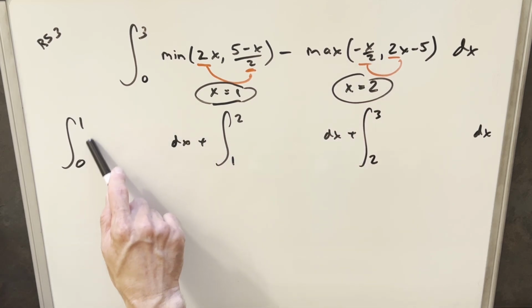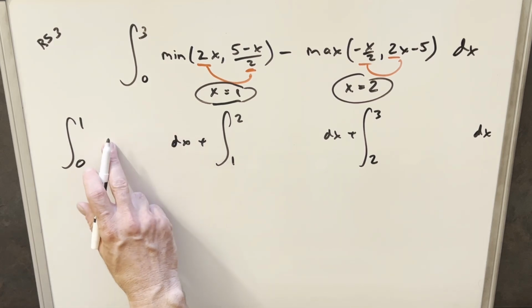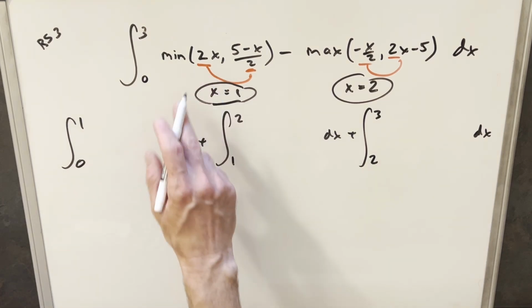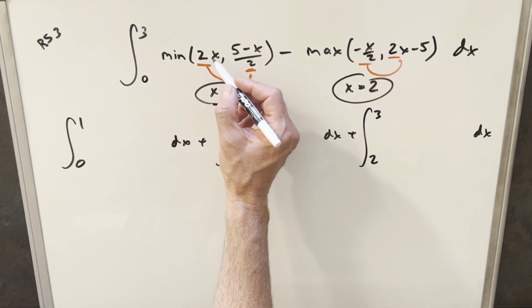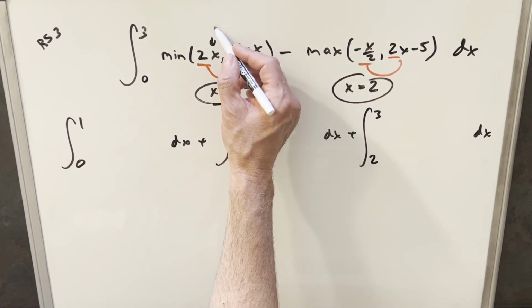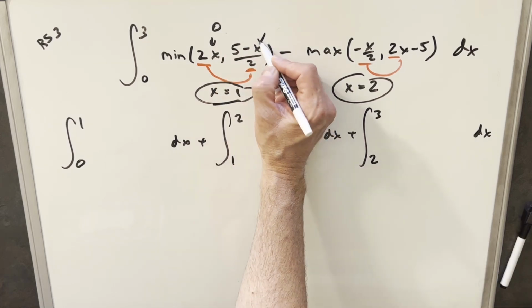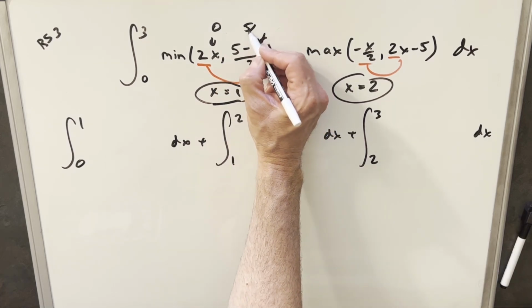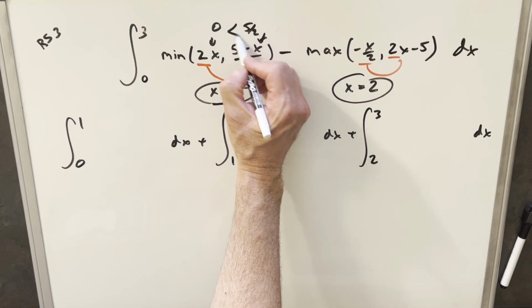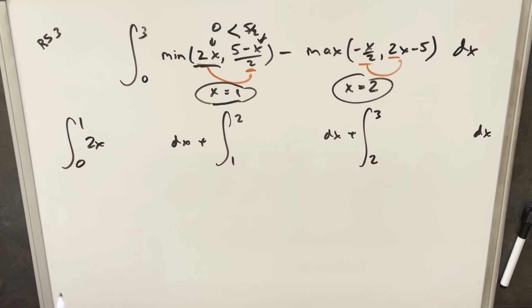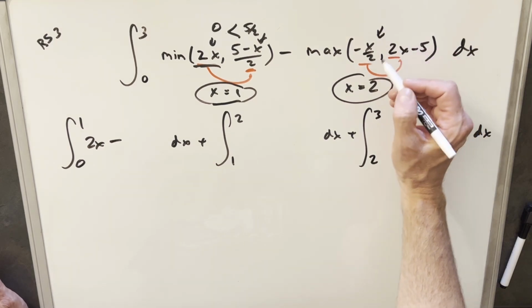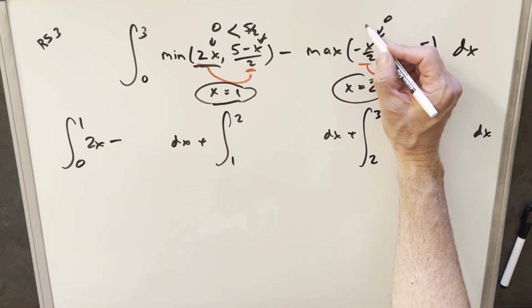Starting from 0 to 1, to determine my min and max value in different ranges, I can just plug in a value. For here between 0 and 1, let's plug in 0 and see what we get. If I plug a 0 in here, we're going to have 0. If I plug a 0 in here for x, we end up with 5 halves. And 0 is less than 5 halves, so this is going to be our min in this region. So we're going to have a 2x here. Then I'm going to do the same thing over here for the max. If I plug a 0 in, we get 0.